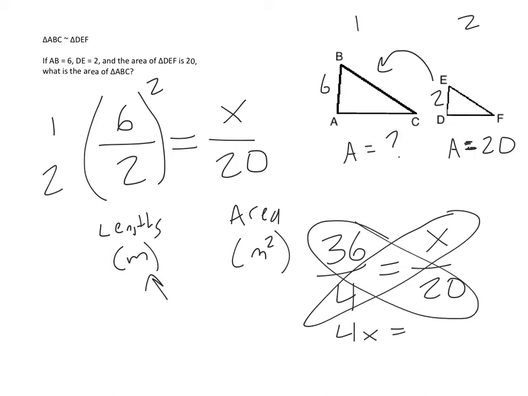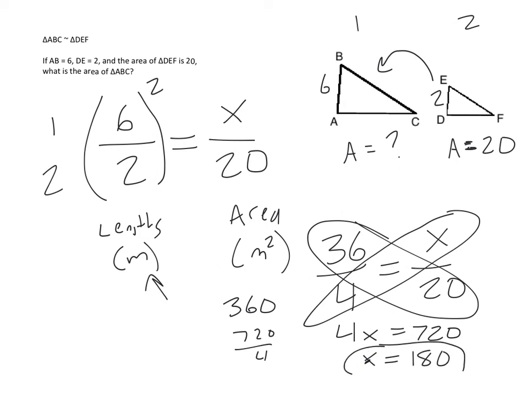Well, 36 times 10 is 360, right? Because you're just moving over 1. So times 20 will be 720. It'll be double 360. Divide each side by 4, so x equals 720 divided by 4. So 720 divided by 4. And when you do that, you should get 180. So the area of this triangle is actually 180 when this was 20.